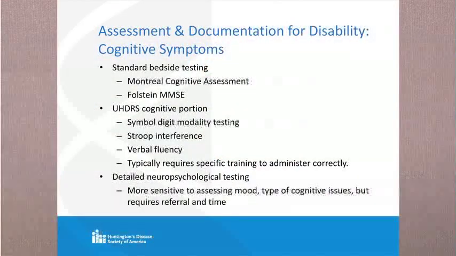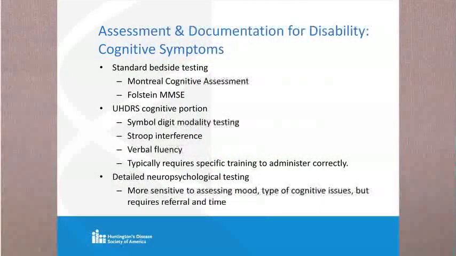In terms of assessing the cognitive symptoms, standard bedside testing is usually adequate. The Montreal Cognitive Assessment is widely available in multiple languages and is a good bedside assessment that only takes about 5 minutes. Many people use the Folstein Mini Mental Status Examination as well. That's a little less sensitive, but certainly would do. The Unified Huntington's Disease Rating Scale cognitive portion, again, requires some specific training on how to do it, but it's also specific for Huntington's disease. It includes the symbol digit modality test, the Stroop interference test, and verbal fluency.